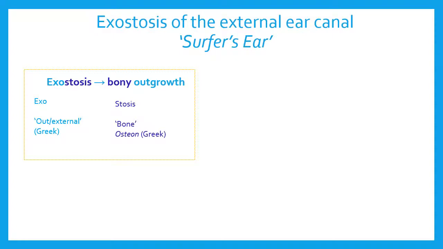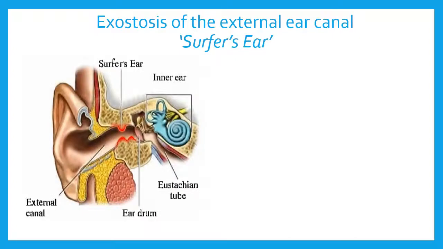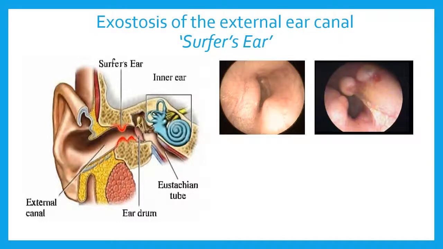And lastly, I'm going to tell you about a condition known as surfer's ear, or medically as exostosis of the external ear canal. To better understand this condition, let's look at the word exostosis. Exo means out, and ostosis comes from the Greek word osteon, meaning bone. This condition involves a bony outgrowth in the external ear canal. Looking down the acoustic meatus with an otoscope of someone with this condition, you may see something like this. In severe cases, you may not even be able to visualize the tympanic membrane.